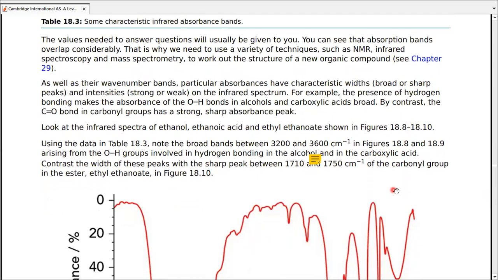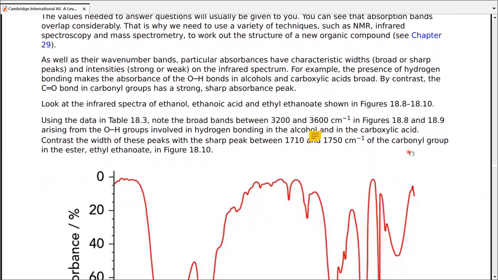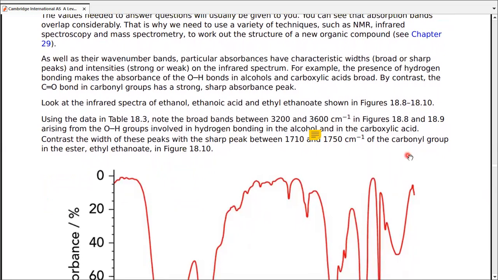However, as well as their wave number bands, particular absorptions have characteristic widths. Now, this is something that I was talking about that should be a part of the table. Since it's not part of the table, I will try and get a table that works out well for you. Now, the characteristic absorbances have characteristic widths. We can call them broad or we can call them sharp. Let me clarify what that word means.